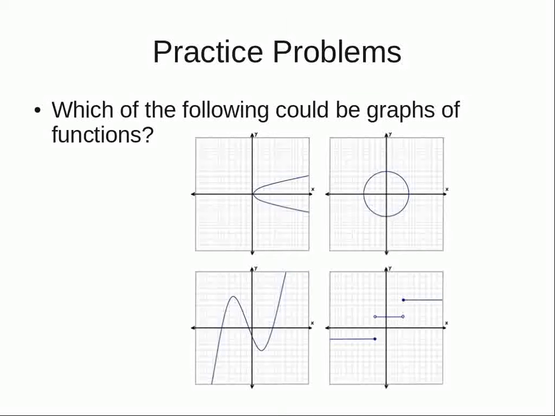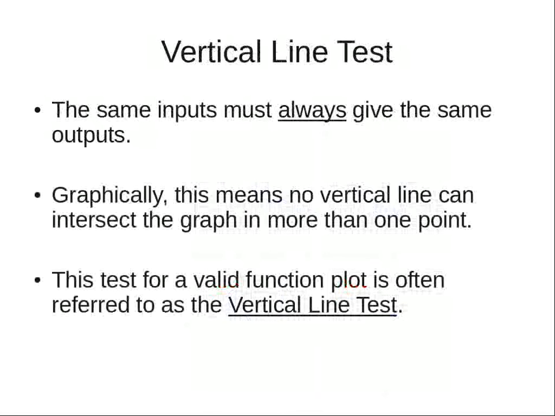All right, so answers. The only plots that can be graphs of functions are the bottom two. Okay, discussion. The principle here is the same inputs must always give the same outputs when we are talking about functions. Okay, graphically, in order to force the same input to give the same output for every function, that means no vertical line can intersect the graph in more than one point.